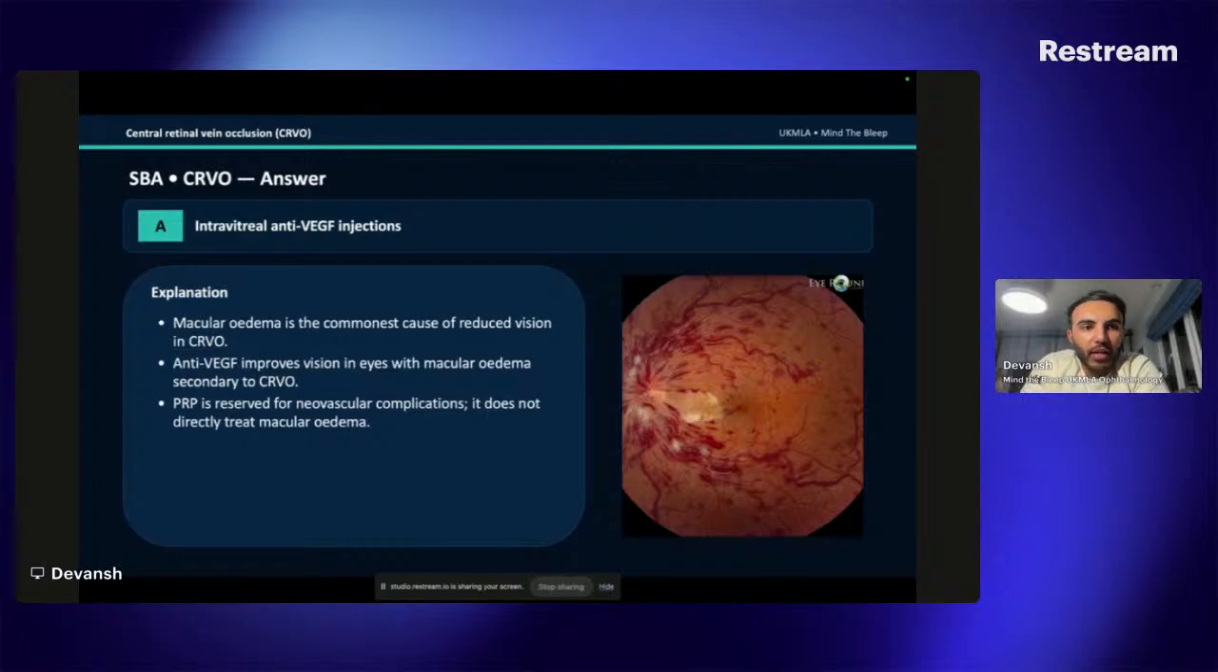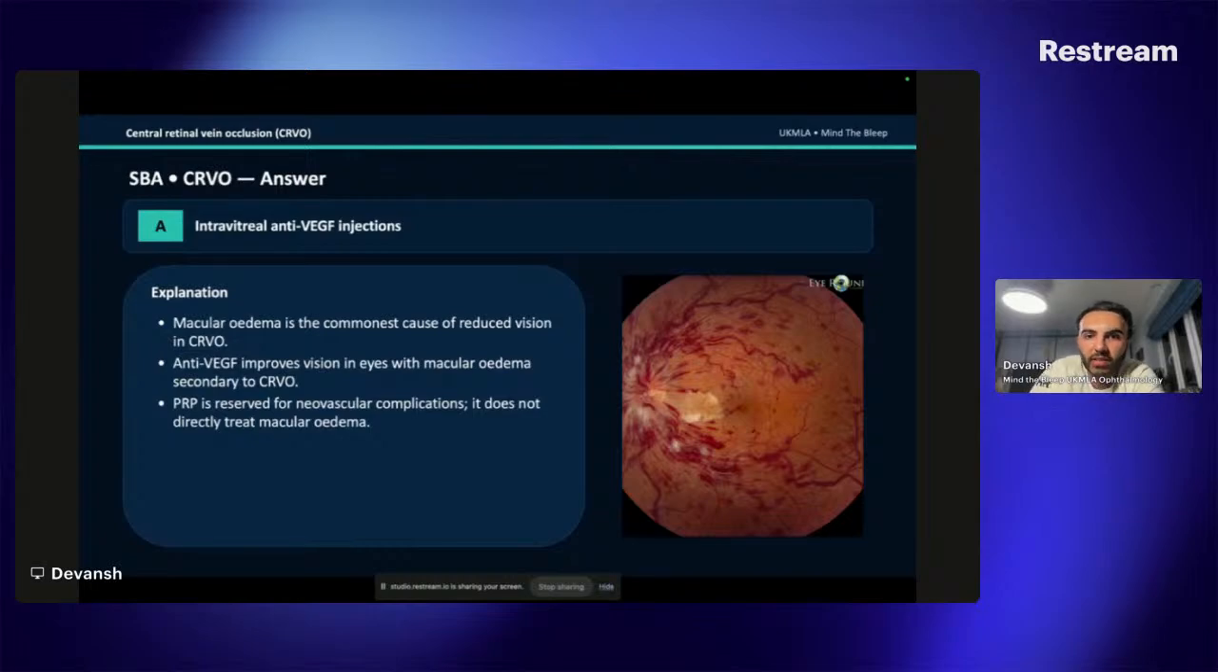So the condition in question here is central retinal vein occlusion, a slight variant to the central retinal artery occlusion that we'd seen previously. And if this patient with CRVO has macular edema as well, then anti-VEGF injections would be very helpful. So this is a question which links together what we've learned previously about macular edema and CRVO, combining them together, and therefore anti-VEGF injections would be beneficial for this patient.